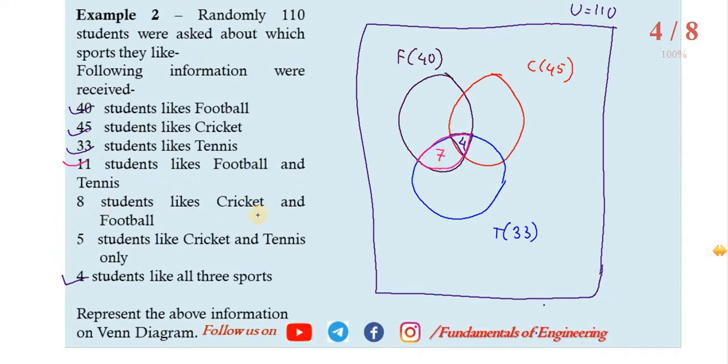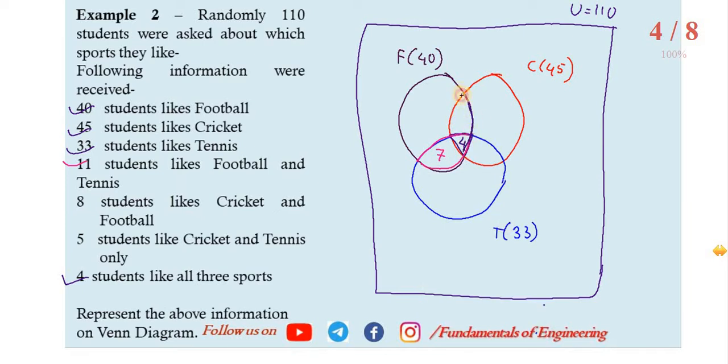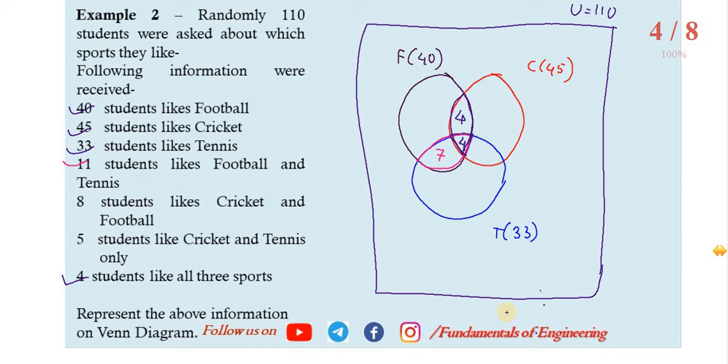Next, 8 students like cricket and football. Football and cricket, this is the area. Hope you are getting it by the color combination. Football and cricket, 8 students. 4 are already there. So 8 minus 4, we are getting 4. And next, 5 students like cricket and tennis only. Cricket and tennis only means this is the area. How many? 5 students.